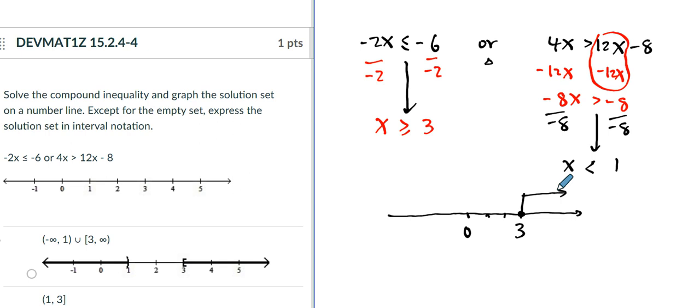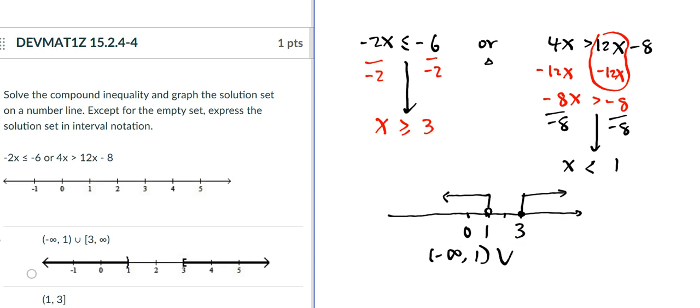Okay. Now, here we then have what? We have x less than 1. Here is 1. 1 is not included. And all the way here to the left. 0 is less than 1. Negative 1 is less than positive. So either this side or this side. Left-hand side is negative infinity up to 1, 1 is not included.